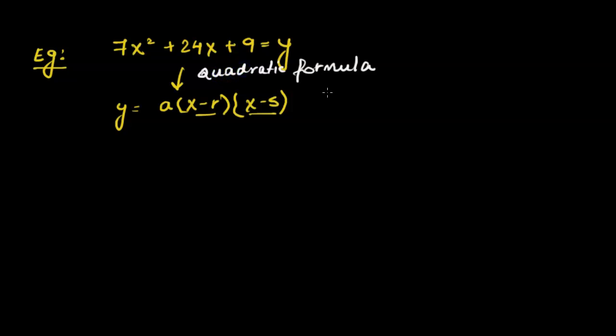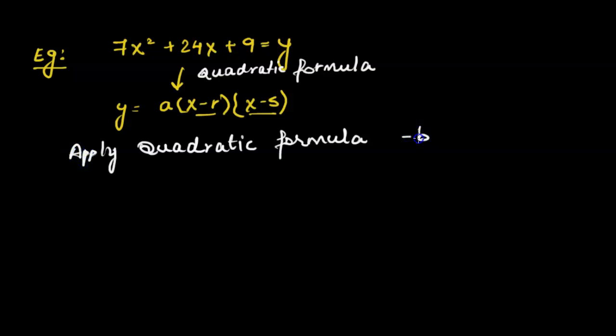This formula is very important as it is useful to convert any type of standard form of quadratic equation to factored form. The only step that we have to follow is to apply the quadratic formula. And the formula is x equals negative b plus or minus the square root of b squared minus 4ac, divided by 2a. Make sure the whole thing is divided by 2a, not just the first term or the second term.